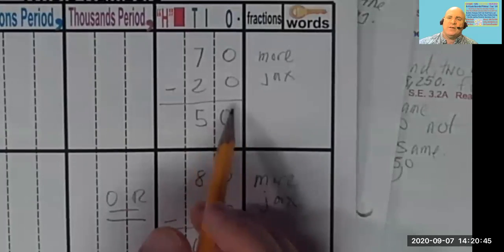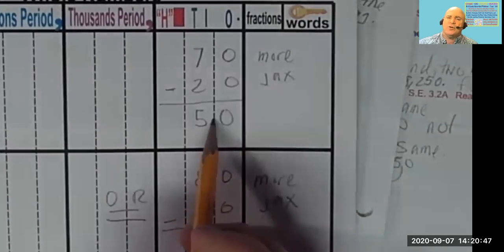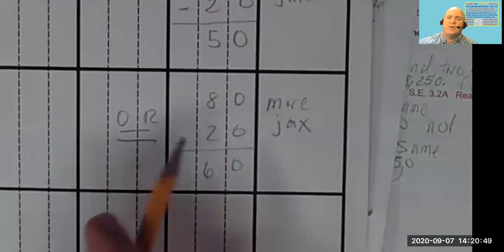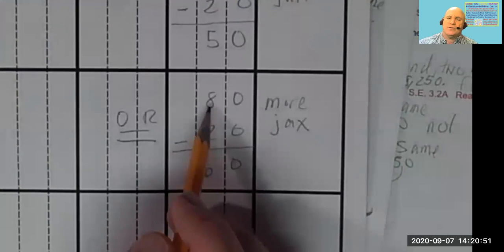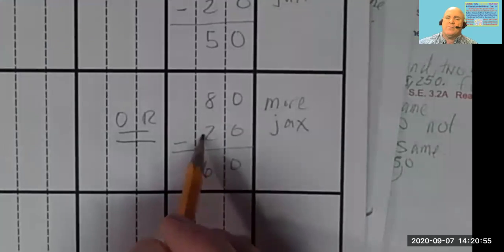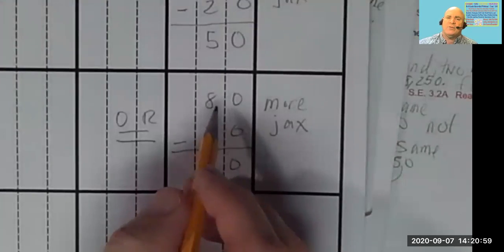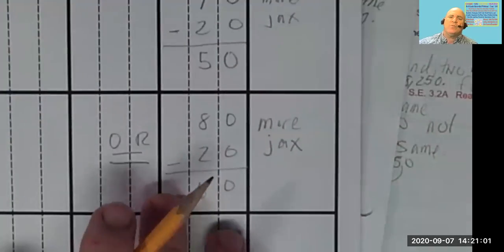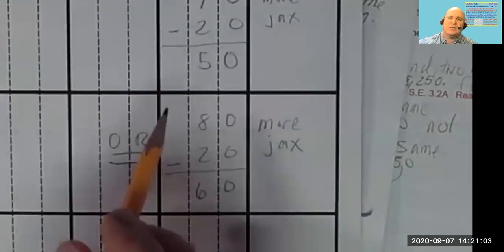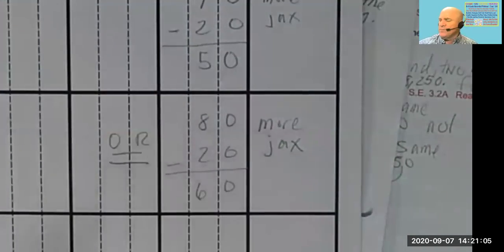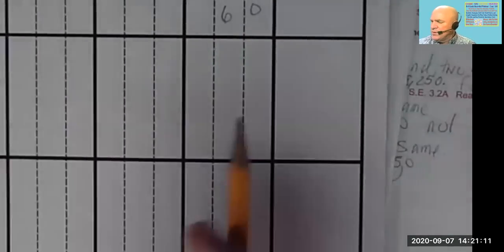70 minus 20 is 50 more jacks. That way you know what you're talking about. Or if you rounded first, the pairs of jacks, it would be 80 minus 20 equals 60 more jacks if you round before you do it. So either one of those is reasonable. So the answer that's correct is going to be somewhere in between 50 and 60. Let's find out what the actual answer is.